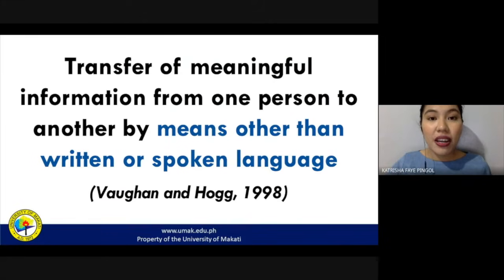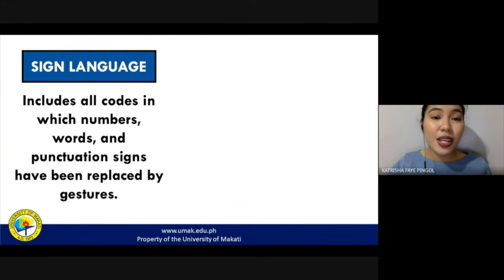According to Vaughan and Hogg in 1998, they describe nonverbal communication as the transfer of meaningful information from one person to another by means other than written or spoken language. So these are simply the kind of interaction wherein words are not used. There are three main categories of nonverbal communication. The first one is what we refer to as sign language. By definition, sign language includes all codes in which numbers, words, and even punctuation signs have been replaced by gestures.